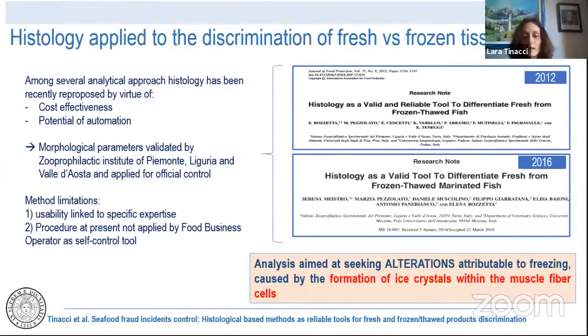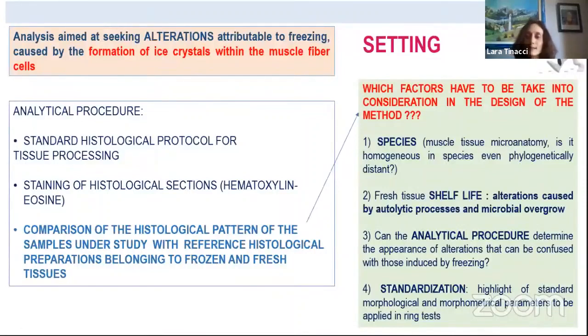But speaking more in detail about the technique, it is an analysis aimed at seeking the alteration attributable to freezing, caused by exactly the formation of these ice crystals that I was mentioning before within the muscle fiber cells. The analytical procedure is conducted as a standard histological protocol for tissue processing that ends with the staining of the histological section, generally with hematoxylin and eosin, and the further comparison of the histological pattern of the sample under study with reference histological preparations belonging to frozen and fresh tissue.